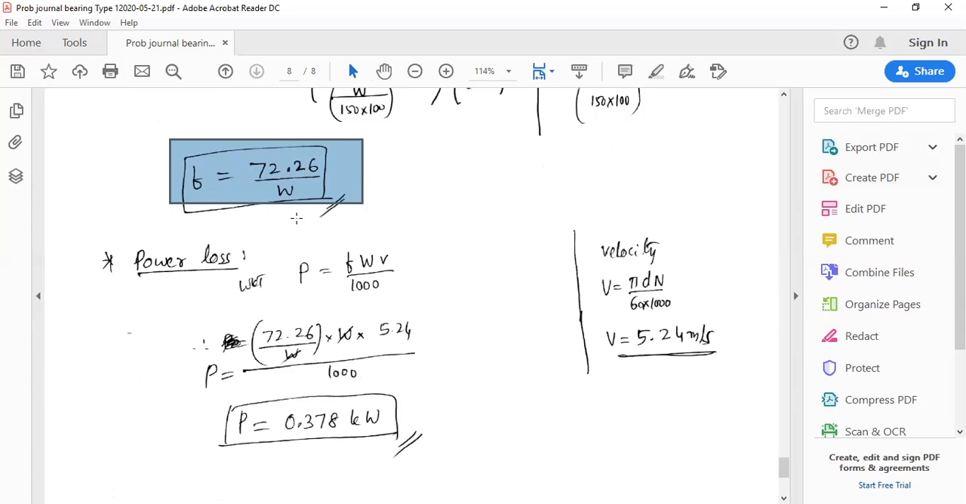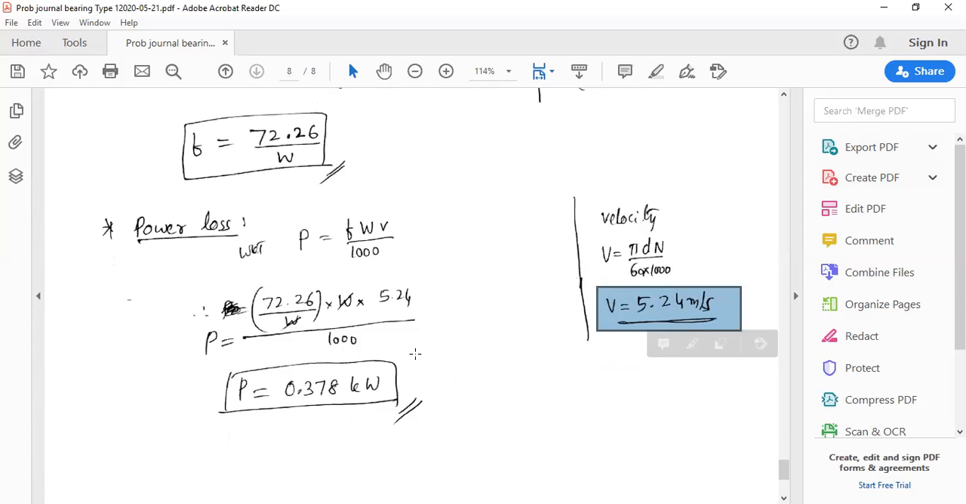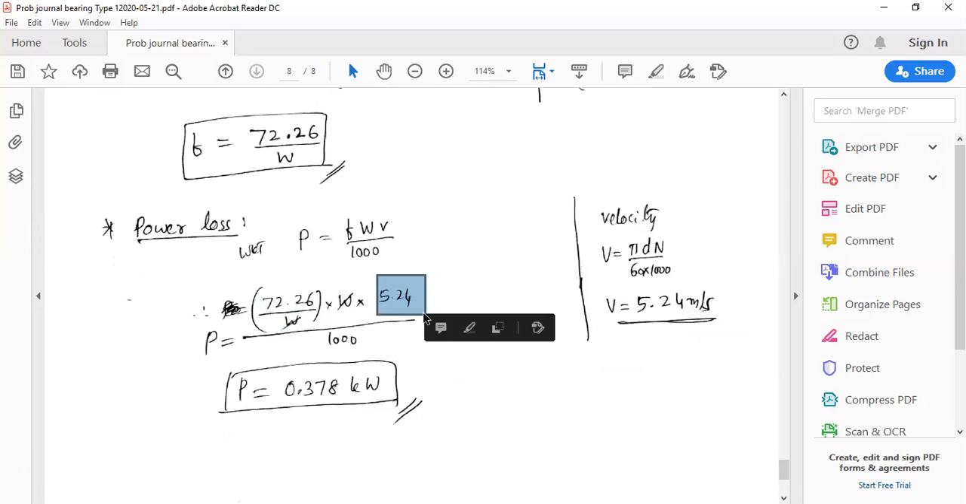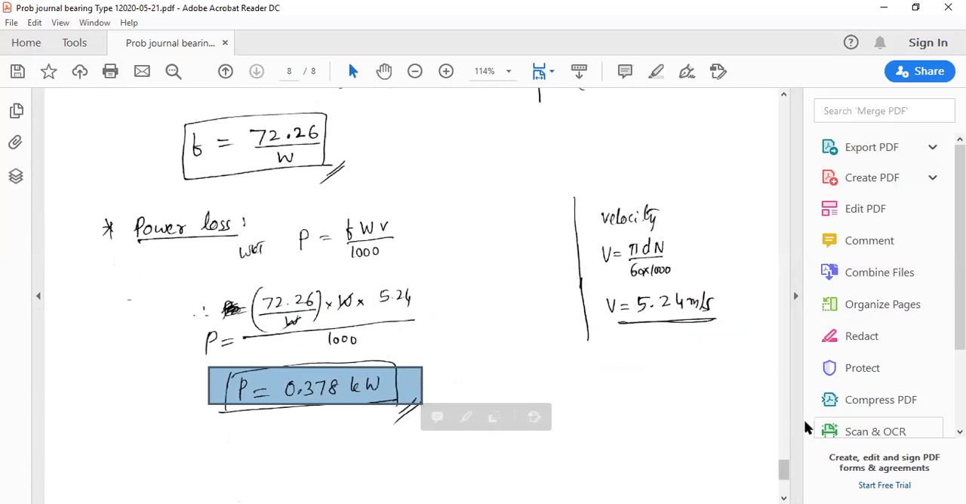Now substitute the value of F in the equation of power loss, that is F W into V divided by 1000. V is pi D N by 60 into 1000, so V is equal to 5.24 meter per second. So F is 72.26 divided by W, that is the coefficient of friction. W is unknown, keep it as it is. 5.24, that is the velocity, divided by 1000. Since W is unknown, W divided by W gets cancelled here. So the value of power lost due to friction is 0.378 kilowatt. So this is the required answer.